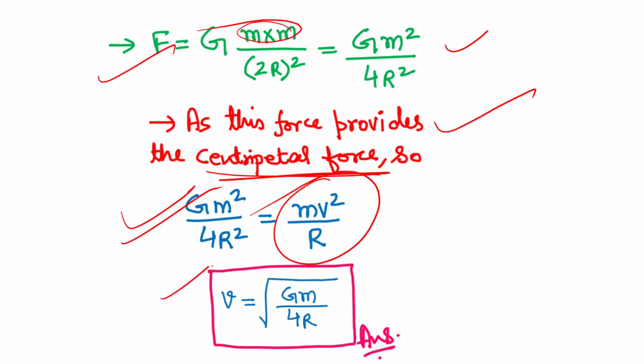So you are getting velocity v is equal to under root G m upon 4r. So this is the answer for the problem.